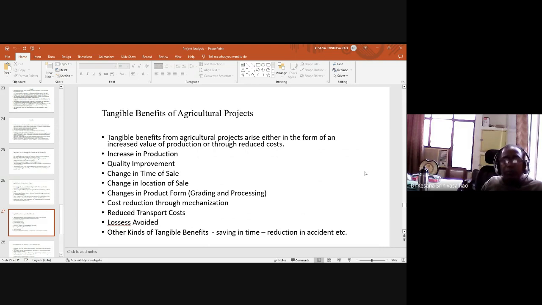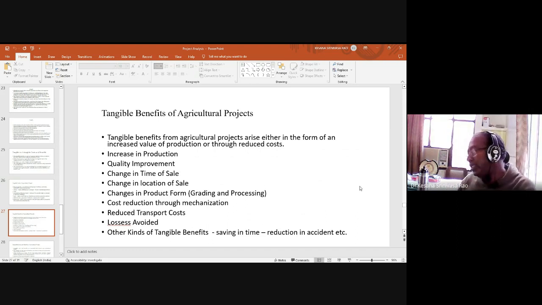Changes in product form. While grading and processing, the product form is changing, so through that also you can get benefits which are visible. Cost reduction through mechanization. Through the mechanization process, the cost of cultivation may reduce, then that is also a surplus to the agriculture producer. That is one of the tangible benefits. Then reduced transport costs, then losses avoided, then other kinds of tangible benefits like saving in time, reduction in accidents, etc.